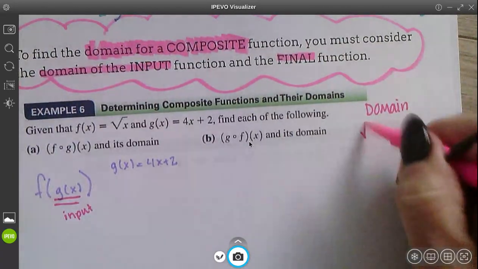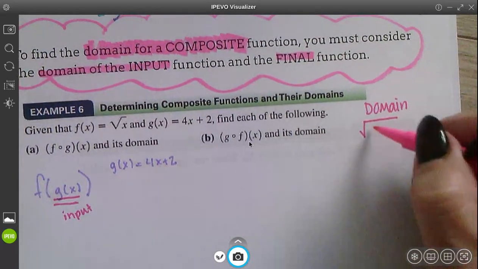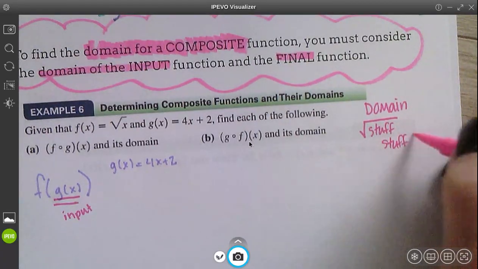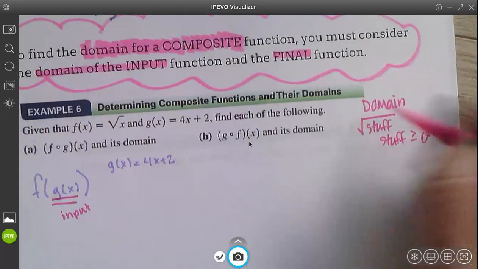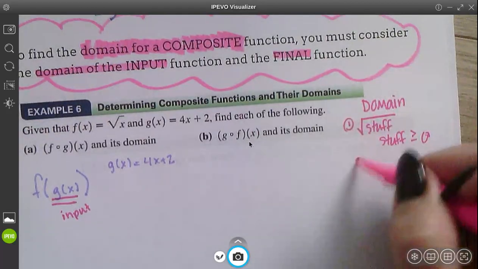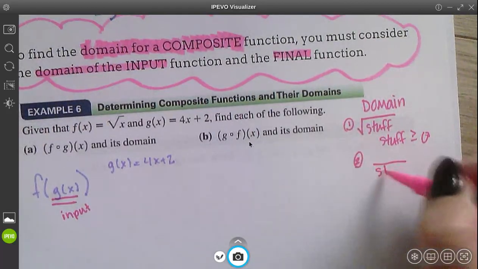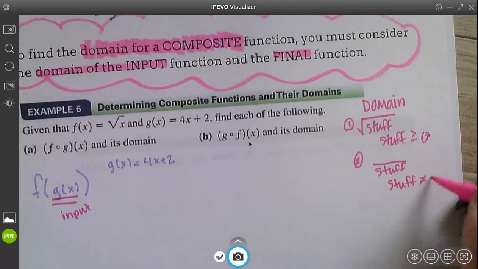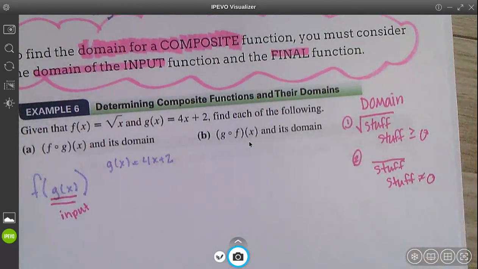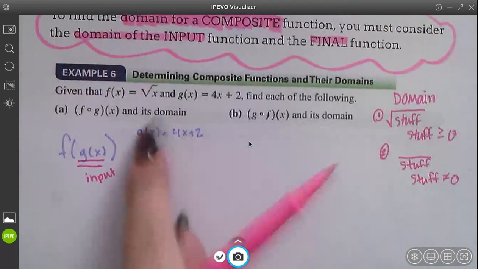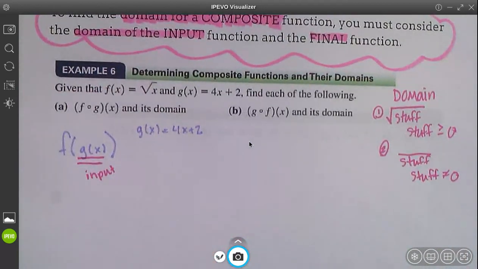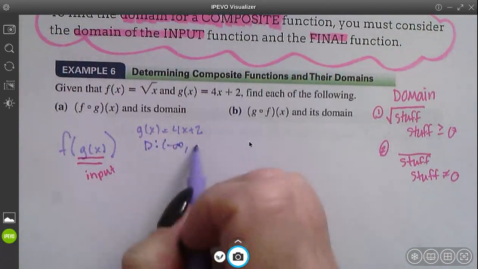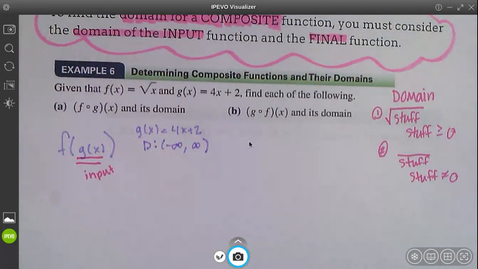When we have an even index radical, we're going to set the stuff inside greater than or equal to 0. That's one of them. The other one is when we have stuff in the denominator, we take that out of the denominator and set it not equal to 0. Those are our two domain things we have to watch for. In g of x, neither one of those is happening, so the domain for g of x, which is our input, is negative infinity to infinity.